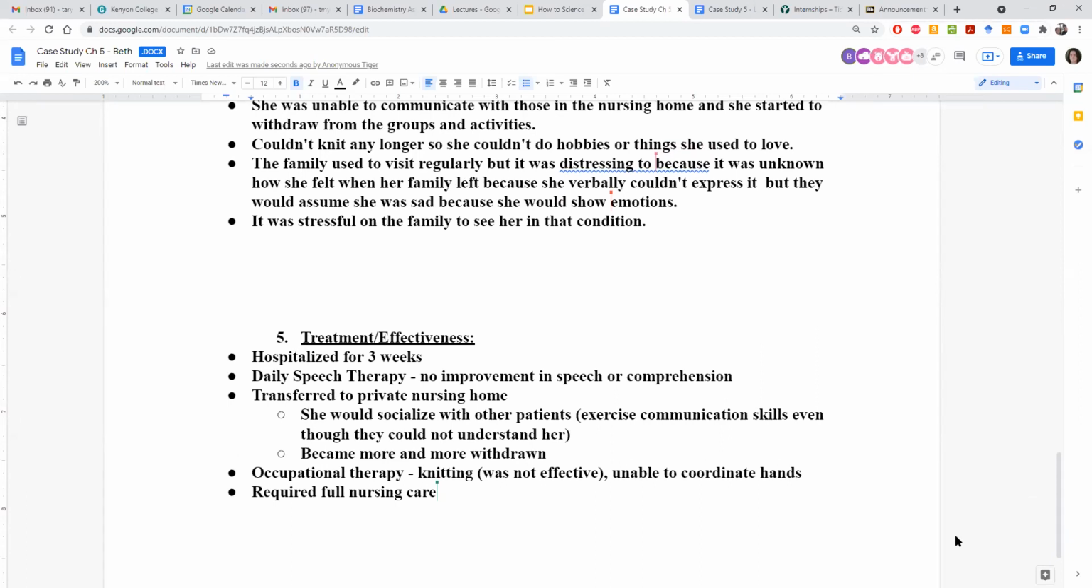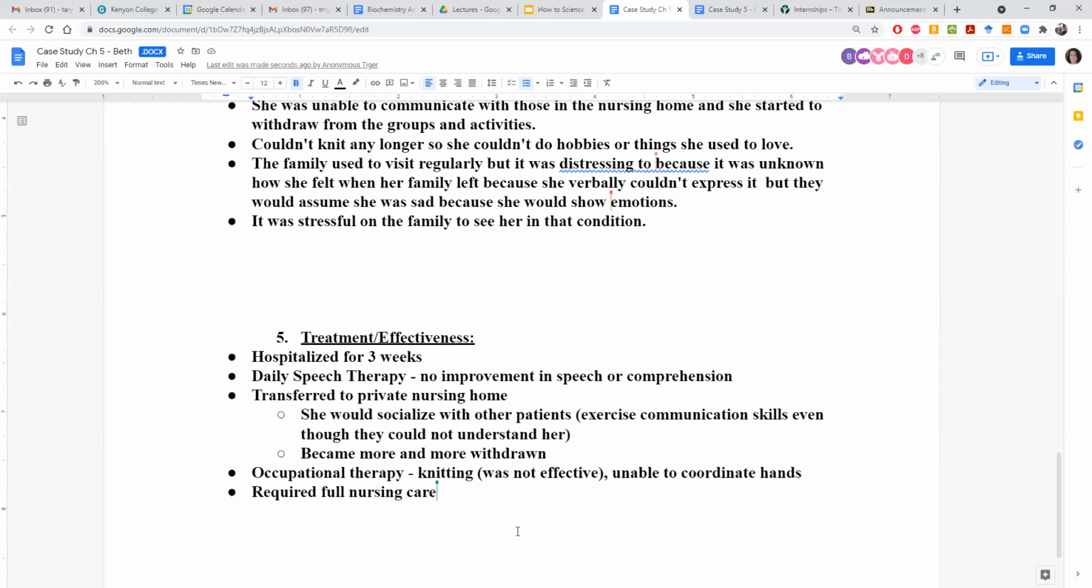And then it was occupational therapy while she was knitting. That wasn't really that effective though, because she couldn't really coordinate her hands because of the injury. And then she did partake in daily speech therapy. There was no improvement, however, in the speech comprehension. And that's a lot of what we found during the private nursing home.